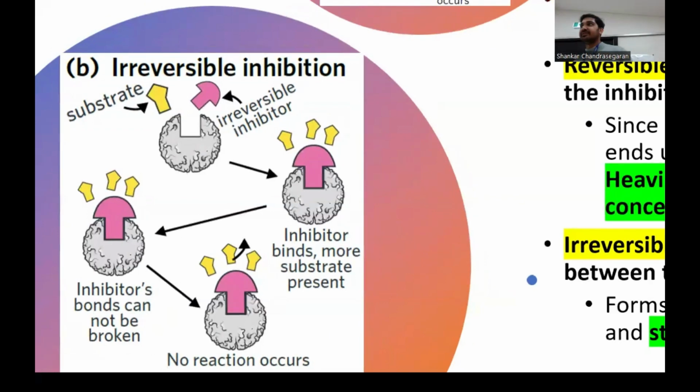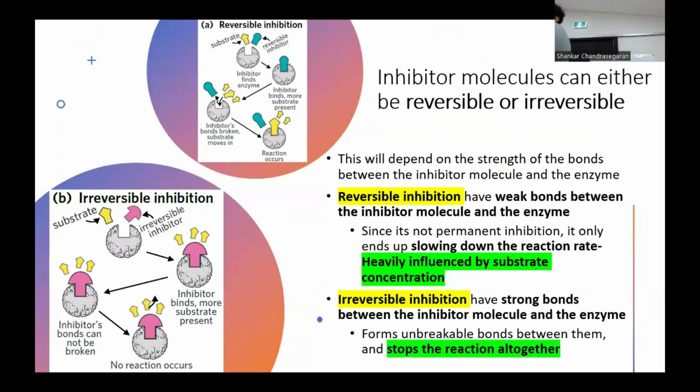So that's why it's referred to as irreversible inhibition. One is reversible because there's a lot of substrate. The other one is irreversible regardless of how much substrate, and that essentially is because of the bonds that they form. Any questions about these?